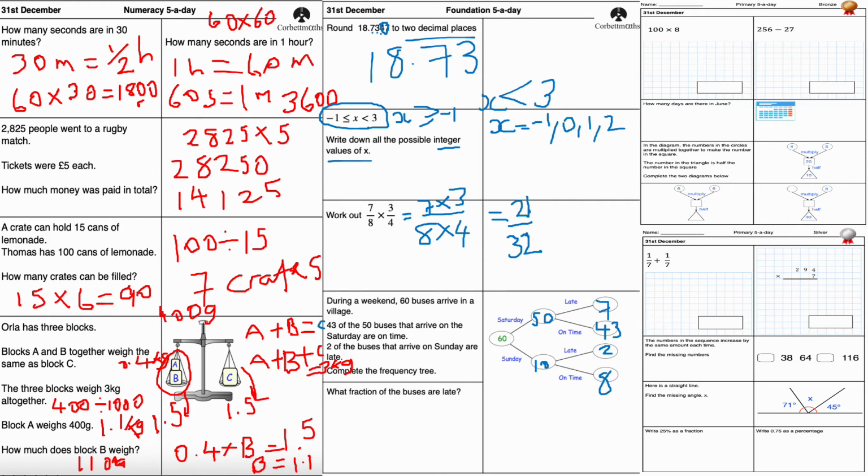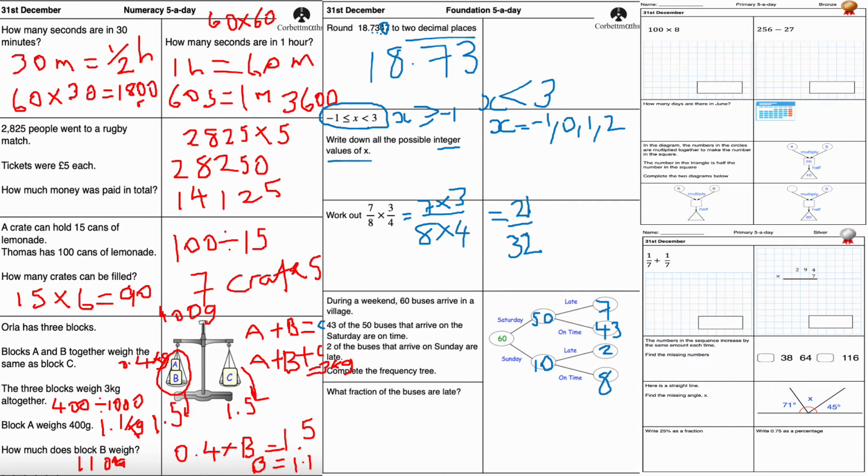Remember that this is what I call a frequency tree, so the arrows add together to give me that number there. So 7 plus 43 is 50. 2 plus 8 is 10. It should be a 10 there. It looks like a 16. It should be a 10. And then 50 plus 10 gives me that 60. So that's my frequency tree, guys.